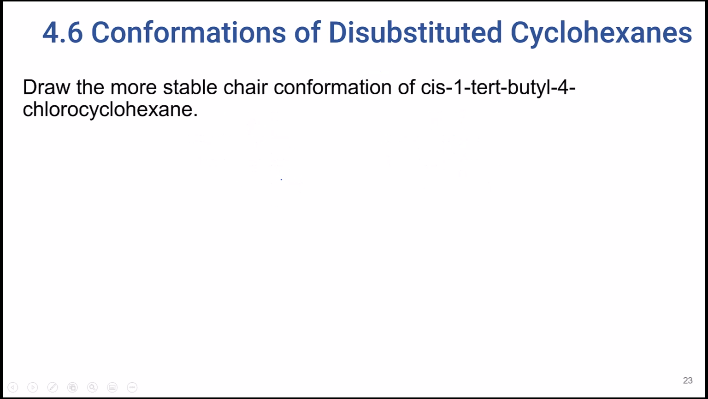All right, so our problem here is to draw the more stable conformation of cis 1-tert-butyl 4-chlorocyclohexane. So I'm going to start with the flat drawing first, and cis tells me that they're going to be on the same side. So I'm just going to draw them both wedged. At 1, I have a tert-butyl group. And at 4, I have a chloro group.